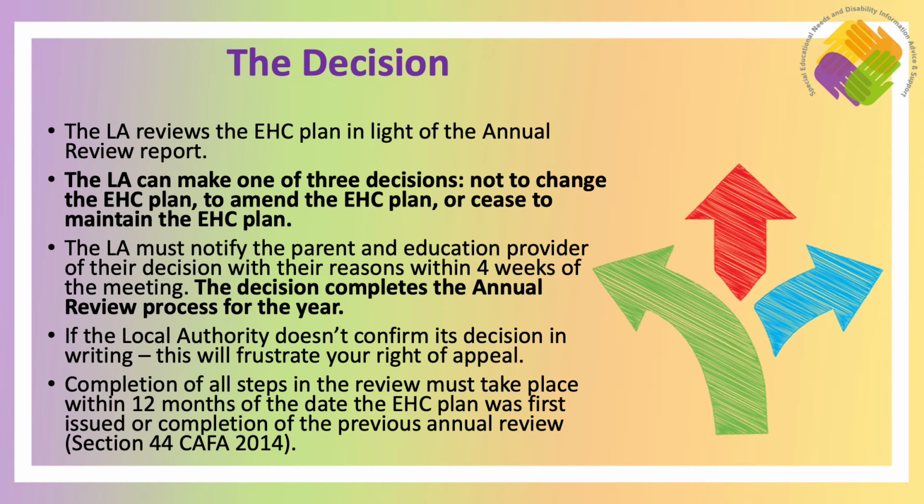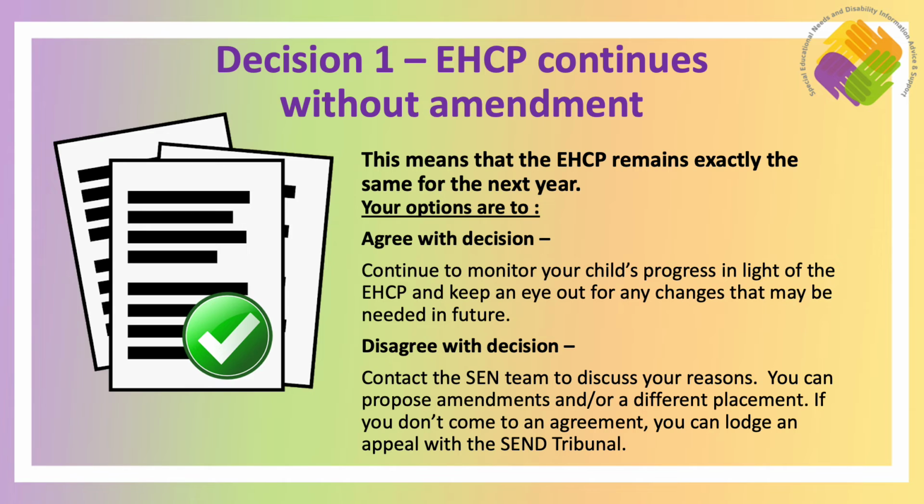The decision completes the annual review process for the year. If the local authority doesn't confirm its decision in writing, this will frustrate your right of appeal. Completion of all steps in the review must take place within 12 months of the date the EHC plan was first issued or completion of the previous annual review. This is in Section 44 of the Children and Families Act 2014.